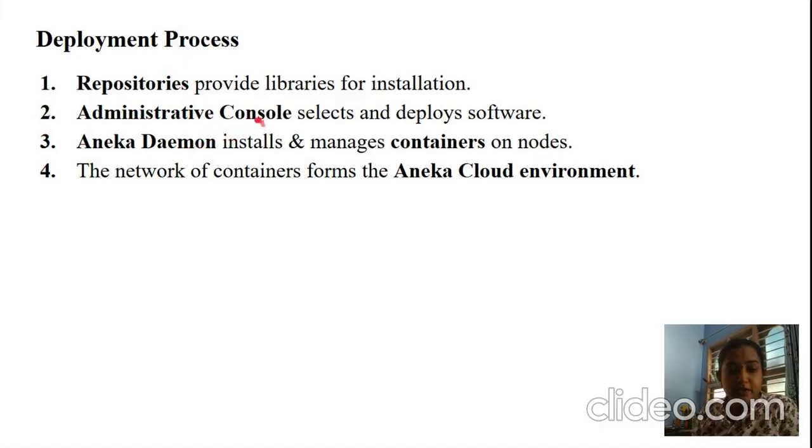So the fourth step in the deployment process is that the network of containers forms the Aneka cloud. So the network of the containers forms the Aneka cloud. So all these things are involved in the deployment of the infrastructure of the Aneka cloud.